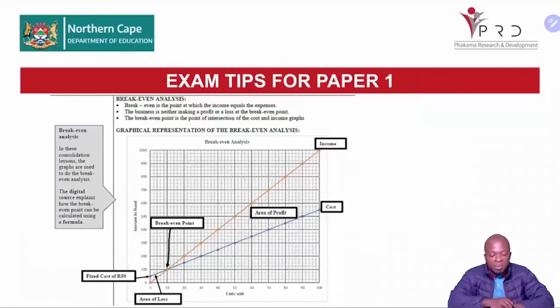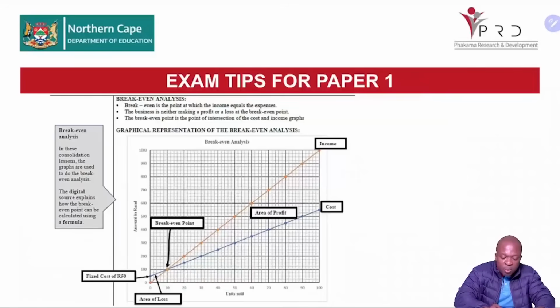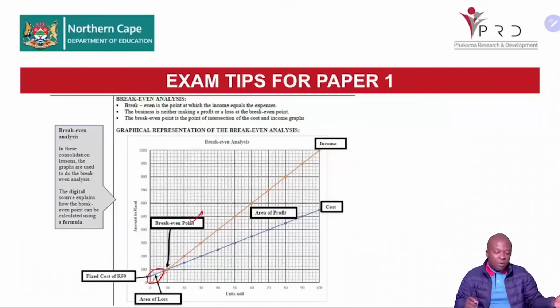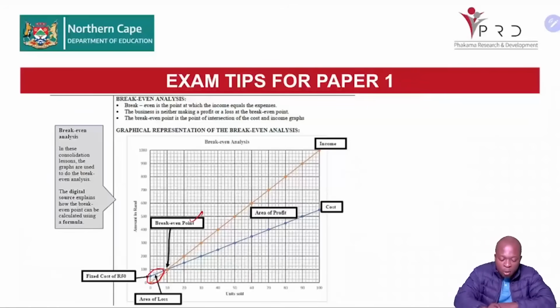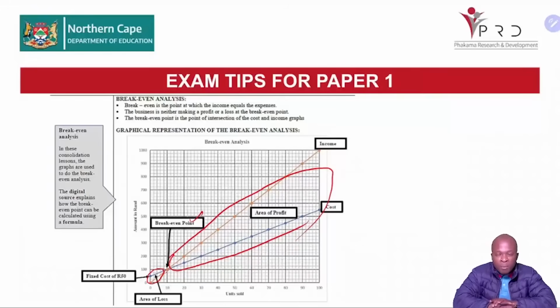Now, let's look at break-even analysis. Sometimes the examiner has given the graph paper, it's already drawn, and they're asking you questions. So, this point where the two lines cross each other is what we call the break-even point. Meaning, all the values on your left of that graph, they are a loss. Meaning, our expenditure is still bigger than our income. But all the values after the break-even point, now we call it what? Profit. Because now your income is bigger than your expenditure.